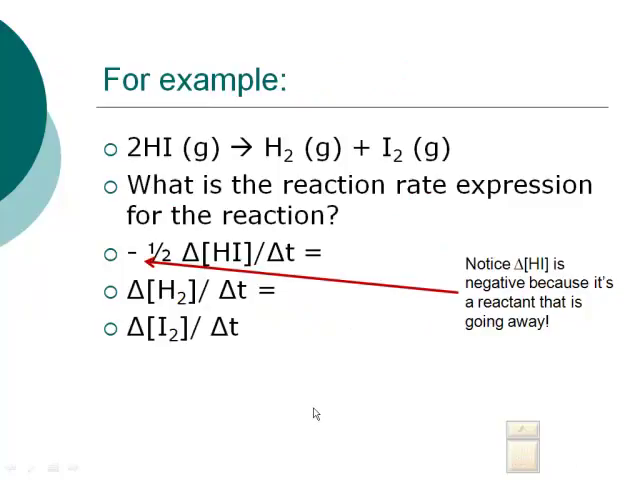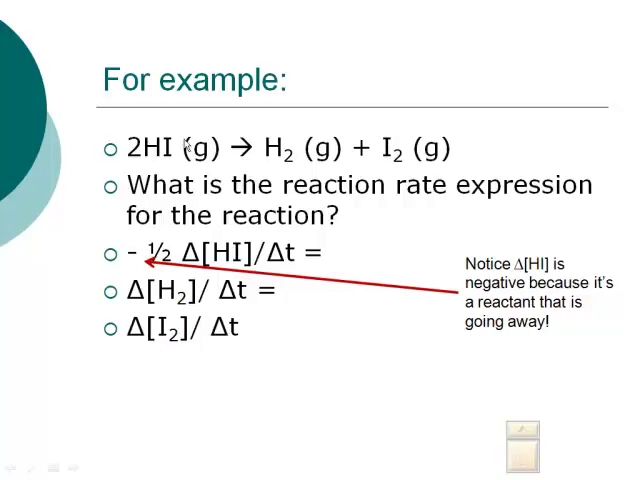Now let's check this out as an example. Here's a reaction where 2 HI gas molecules, if they hit each other just right, will naturally decompose into hydrogen gas and iodine gas. It says, what is the reaction rate expression for this reaction? So we're going to do each component separately. We're going to do this reactant, then this product, then this product. Starting with this one because it's kind of difficult.